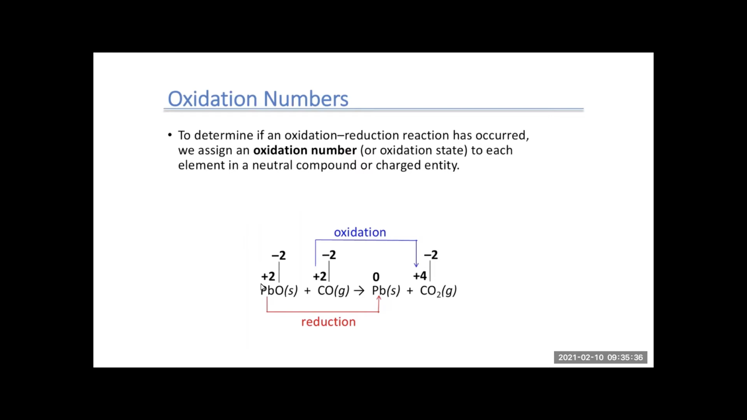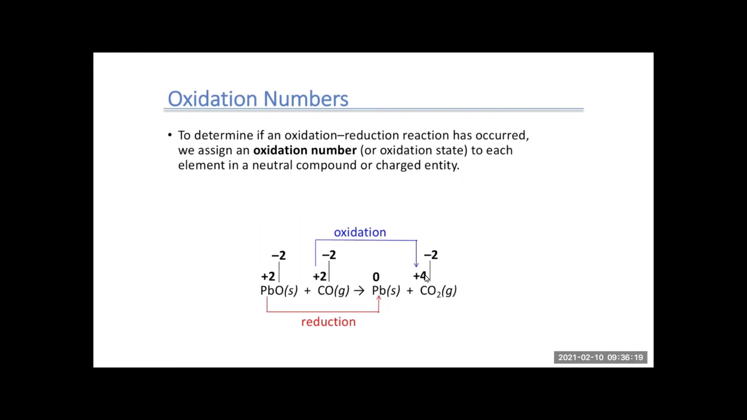So we can see that the lead goes from a +2 charge to a 0. It is gaining electrons. The carbon is going from a +2 to a +4. It's lost 2 electrons. So however many electrons one atom gains, the other atom has to lose.